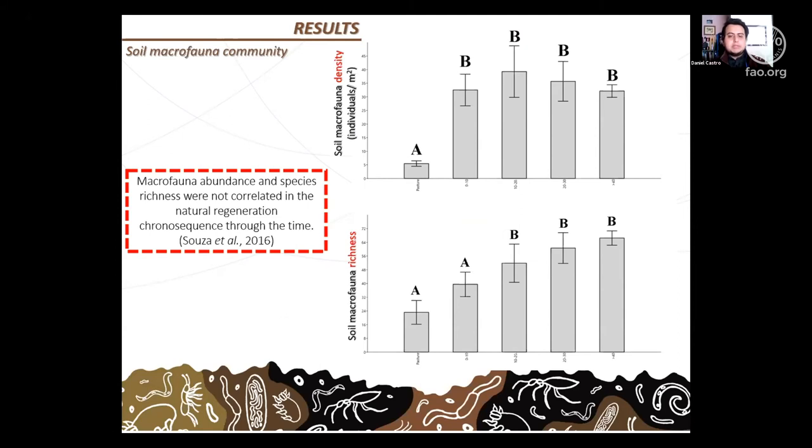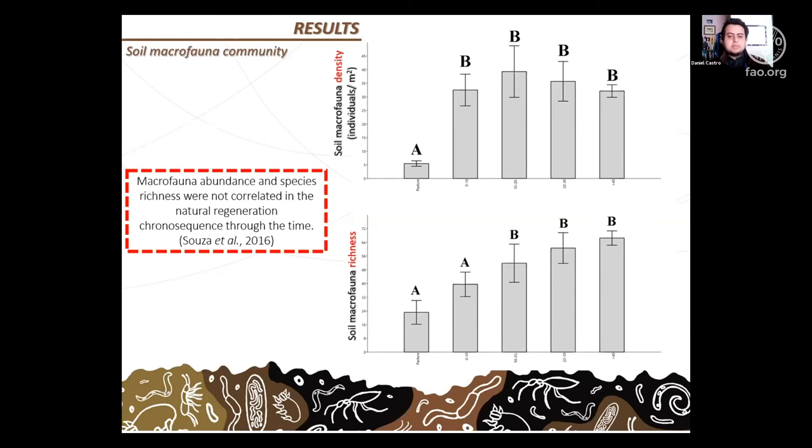Macrofauna density and species richness were not correlated in the natural regeneration sequence, where in all regeneration stages we present high values of species richness, significantly different from pastures. Pioneer species are abundant in the second stage of regeneration, and therefore high values of species richness are present. But over time, these species become less abundant or disappear, and other species begin to appear that do not adapt well to degraded soils.